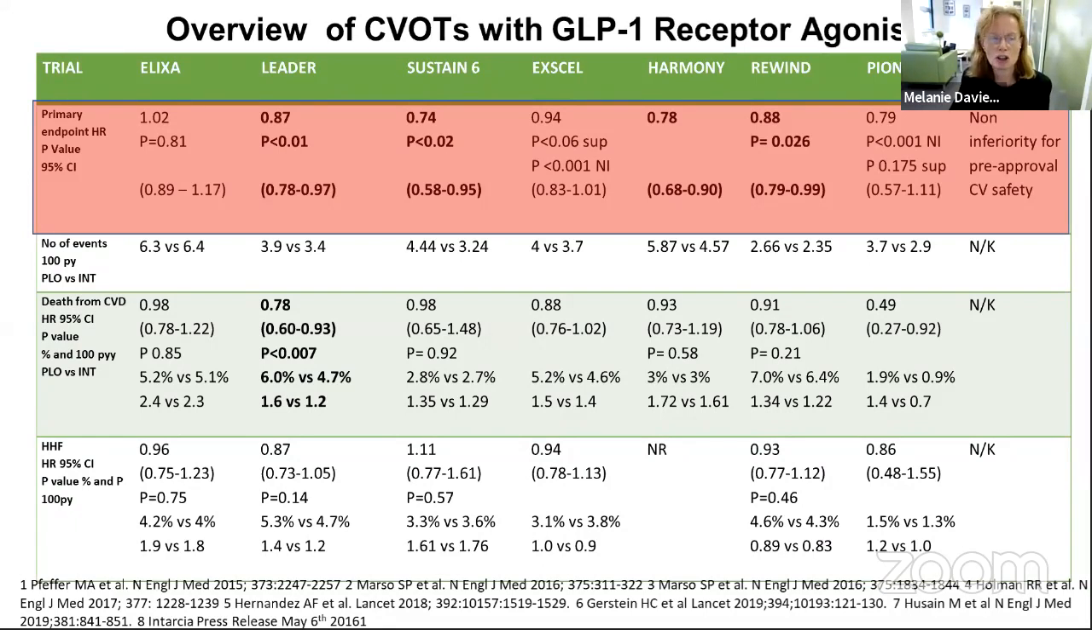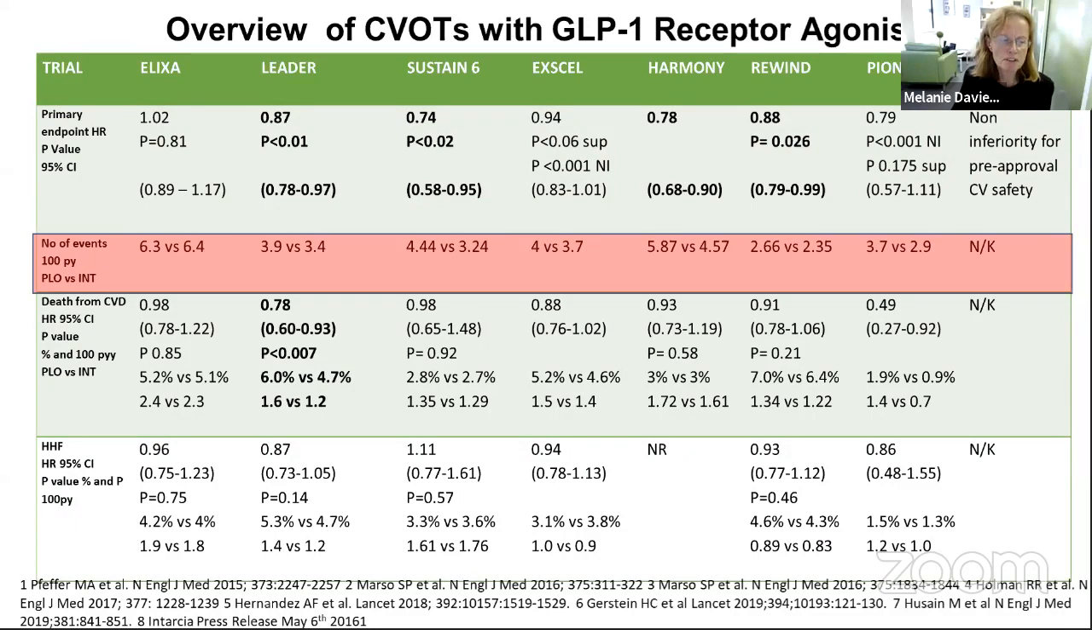Elixir, where the hazard ratio was pretty much 1. Excel, which was 0.94. Pioneer, which was 0.79. But as we've said, this was a smaller, probably underpowered study. If we look at the number of events, for example, in the placebo arm, you can tell the risk of the patient. So, for example, if you look at the background level in Rewind, only 2.66, this is a much lower risk population compared, for example, to Elixir, where the rate of MACE events per 100 person years was nearly 3 times that, over 6.